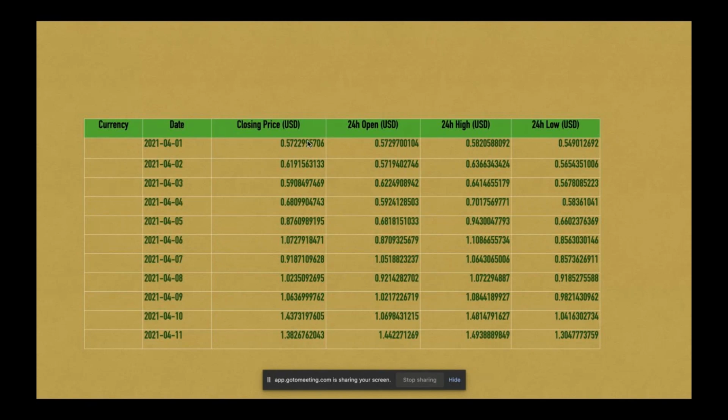Look at the open. The open, the close, the open, right? We opened at 0.62, right? We went as high as 0.64, went as low as 0.67, and we closed at 0.69. I mean 0.59. Would you consider this bearish or bullish?